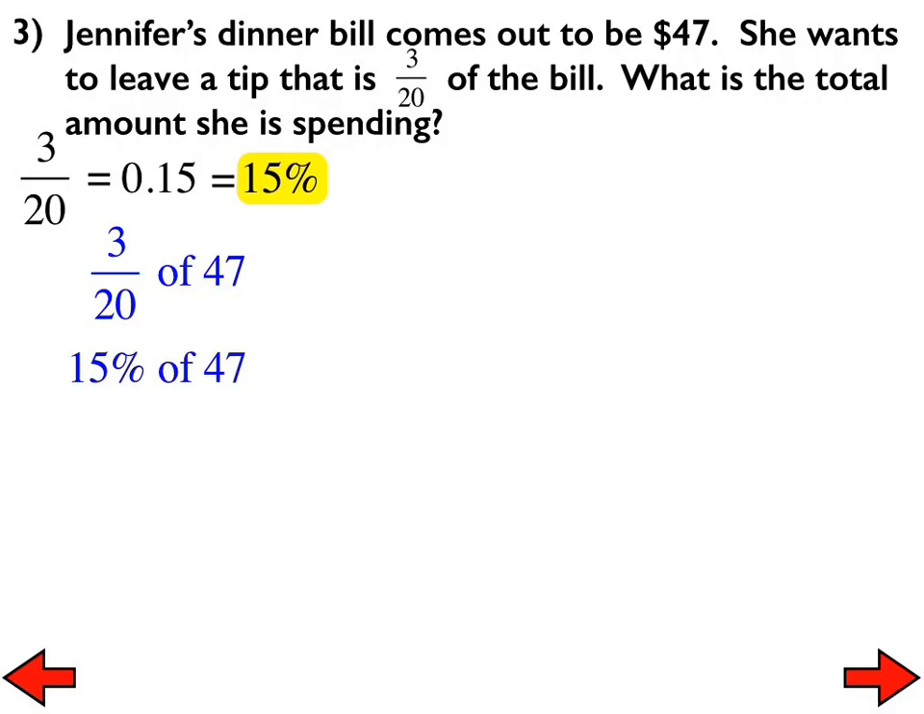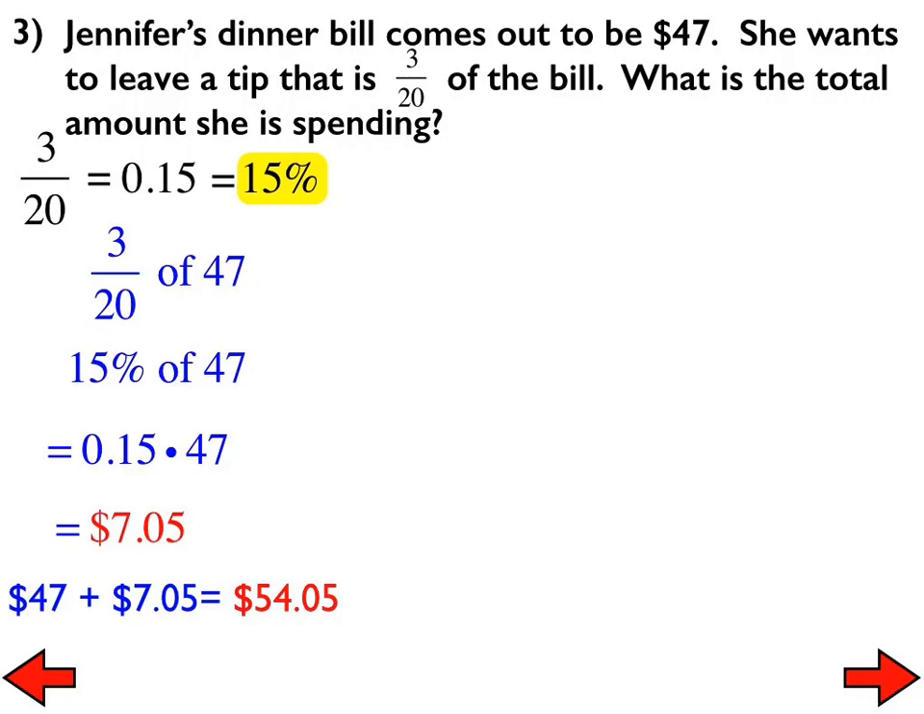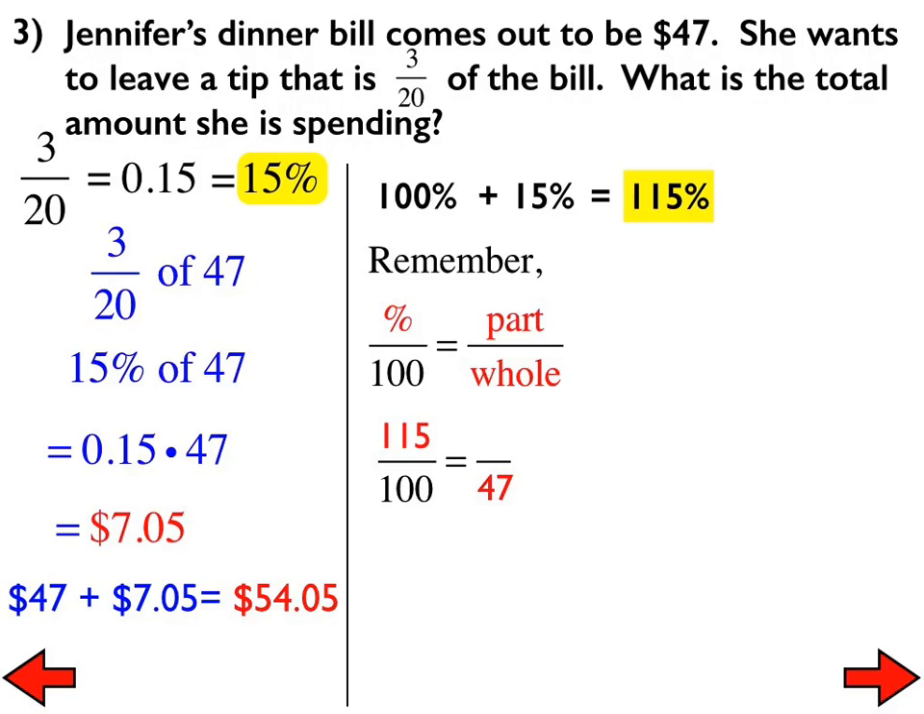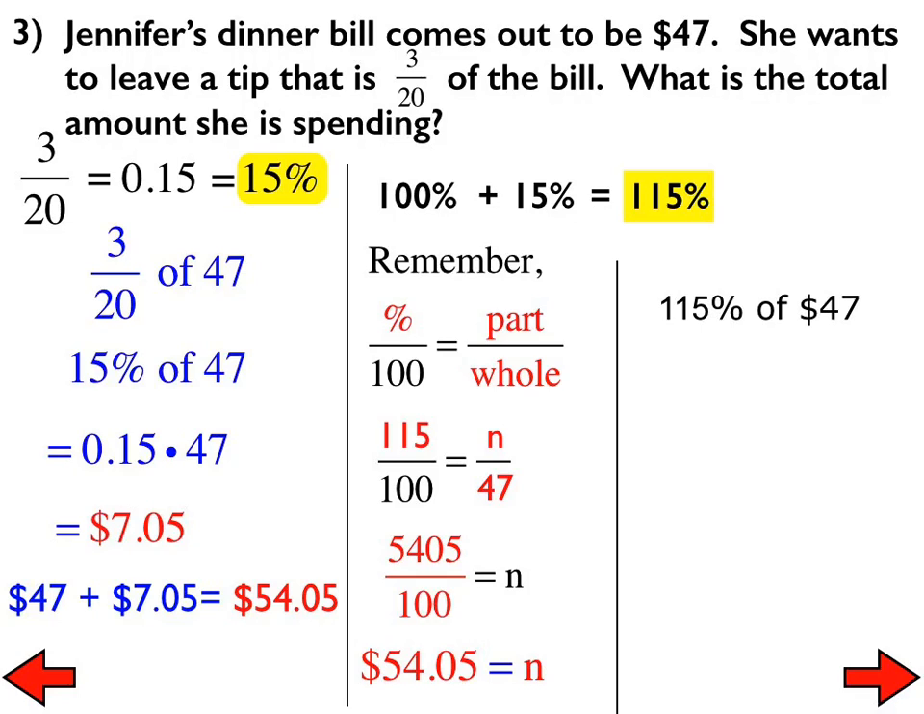Hold on a second. We're trying to find the total amount. So that would be the long way of adding it back on. And I know a couple of you are still doing that, and that's fine. The faster way of doing it in one step is to add 15% on, since it's a tip, onto the 100% to make 115%. So you're really finding 115% of $47 because we are finding the total amount. So if you utilized a proportion, this is what you would do. If you did it the fastest way, 115% of $47, 1.15 times 47 is $54.05.